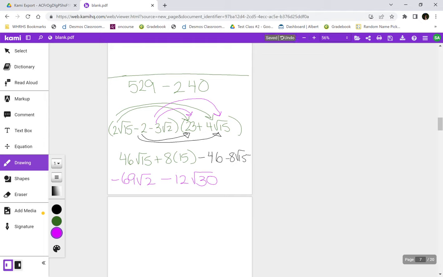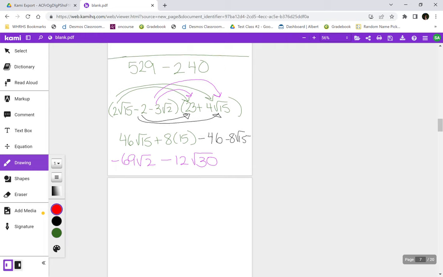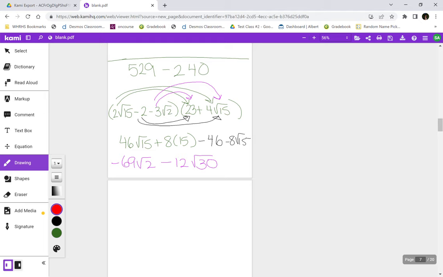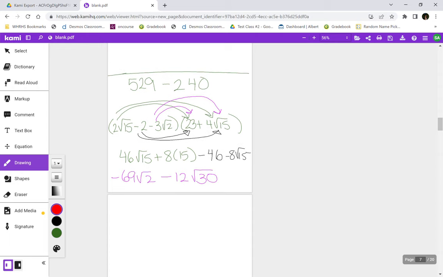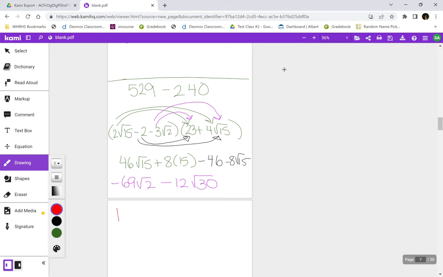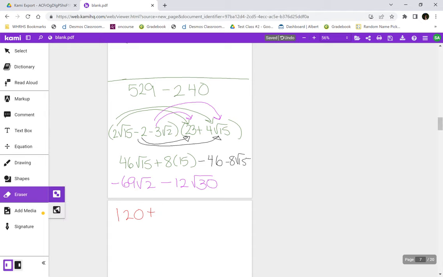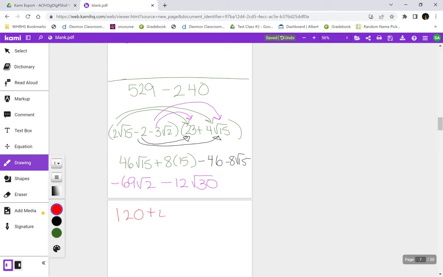All right, so now let's simplify this. 8 times 15. Did anybody multiply that? 120? 120 plus 46 root 15 minus 46 minus 8 root 15 minus 69 root 2 minus 12 root 30.